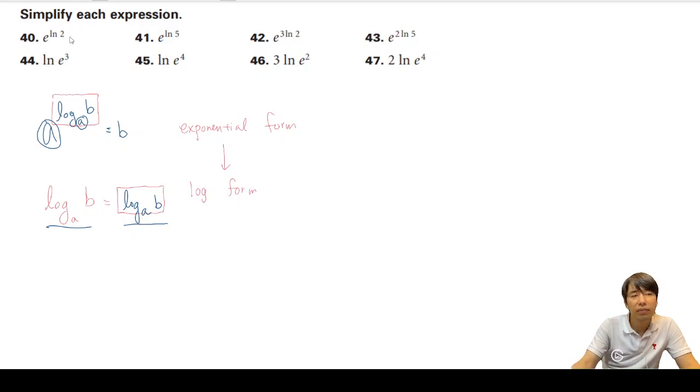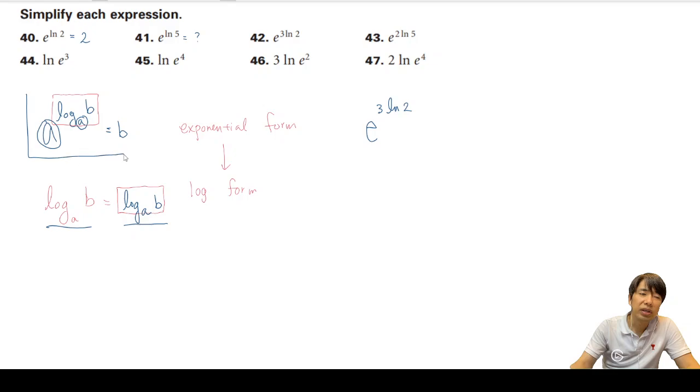Using that method, if you look at 40, here's a base e to the power of log, but it's natural log, so its base is e. So we got the same base here, so this comes down to just 2. Same thing in 41 too. What would be your answer? You guess. It's very simple. Okay, let me do 42. Now I got something a little bit different here. e to the power of 3 ln 2.